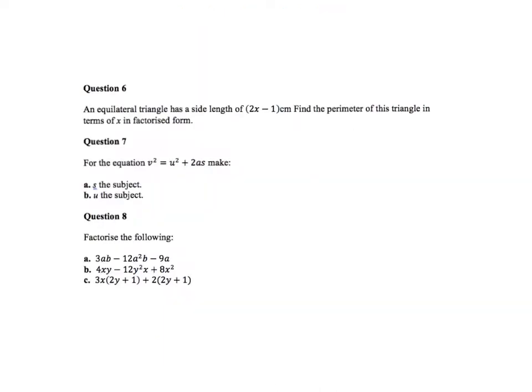Okay, with these worded questions, it's always good to draw yourself a diagram, and it'll probably make your life a lot easier, even if they don't ask you to. So here I see it says I've got an equilateral triangle. So I'm going to draw an equilateral triangle, which means all the sides are the same. And it's saying it has a side length of 2x minus 1. So every one of those sides is 2x minus 1. Now, they're asking me in the question, find the perimeter of this triangle in factorized form.